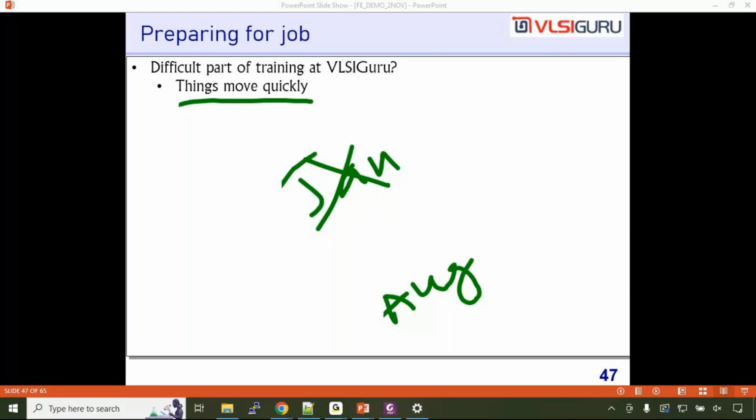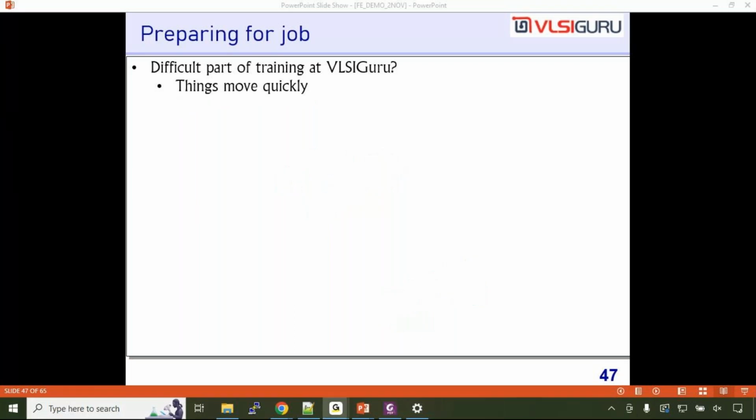Now we keep telling you to spend 2 hours in a week to revise digital design, and 2 hours to revise Verilog. That way you are in touch with the subject. Somewhere people fail there. Somewhere people don't plan properly. So the two problems are there. Things move quickly is also not a big problem actually, because we give enough time for each topic. That's why the training goes for 8 to 9 months.